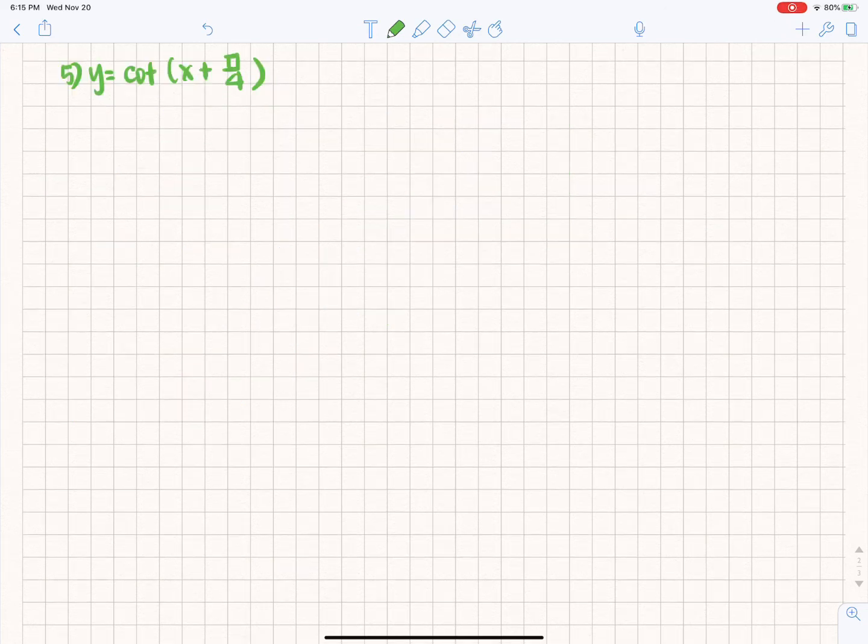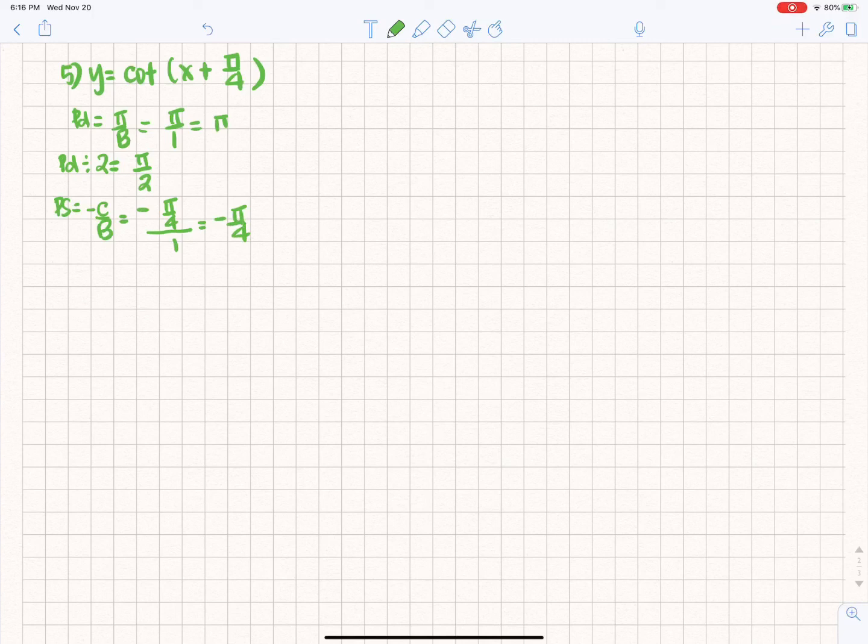And the last problem, number 5. Y equals cotangent of x plus pi over 4. Since there's no a, we go straight to the period. The formula is pi over b, different from sine and cosine. Pi over 1 is pi. Then we're going to divide the period by 2 instead of 4, so pi over 2. Now you have a phase shift. Negative c over b is the formula, same as sine and cosine. So negative c is pi over 4, over b is 1, which is negative pi over 4.